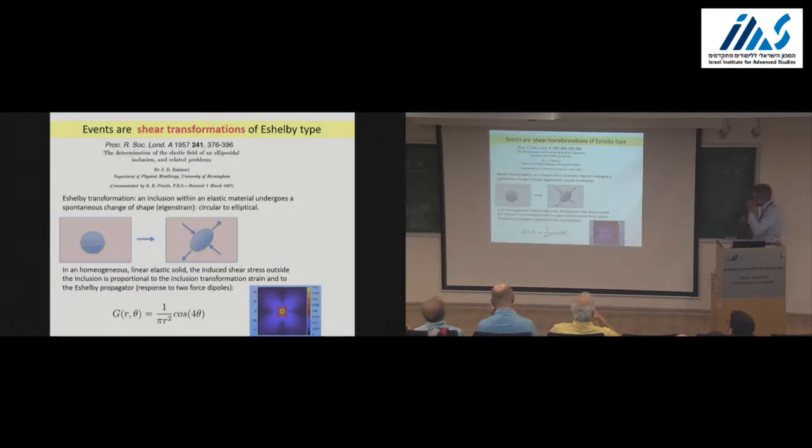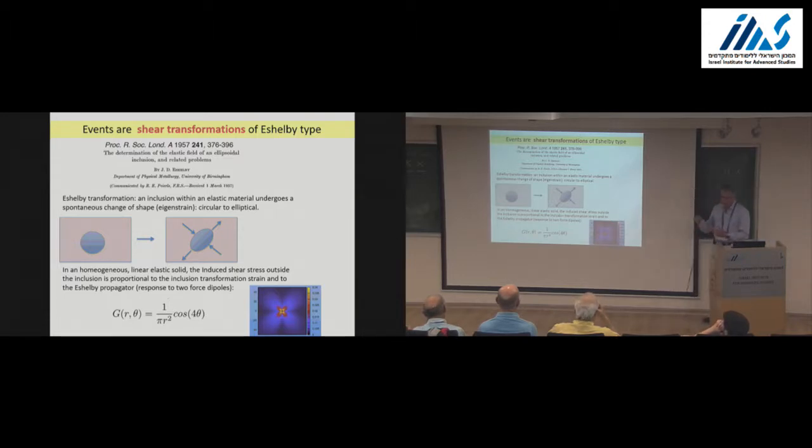It was already mentioned that, taking a very average view, these events can be seen as Eshelby transformations, in which the local region wants to change from some undisturbed spherical shape to an elliptical shape. This was worked out by Eshelby in the late 1950s, but essentially it's not a very complicated problem. If you are just interested in what happens at long distances, the far field, then this inclusion, this shear transformation, just exerts two force dipoles on the surrounding medium, and the surroundings respond as an elastic solid.